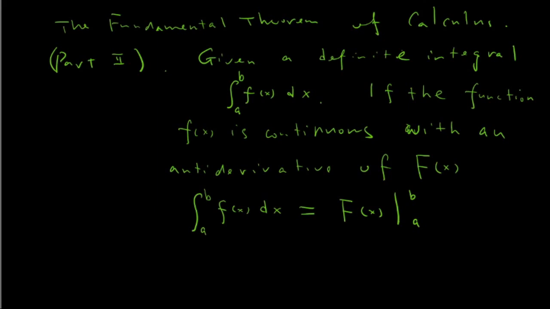I'm talking about this in detail for the people who took the course a long time ago. The symbolic notation means the value of the antiderivative at the upper limit b, minus the value of the antiderivative at the lower limit a. That's one part of the fundamental theorem of calculus.